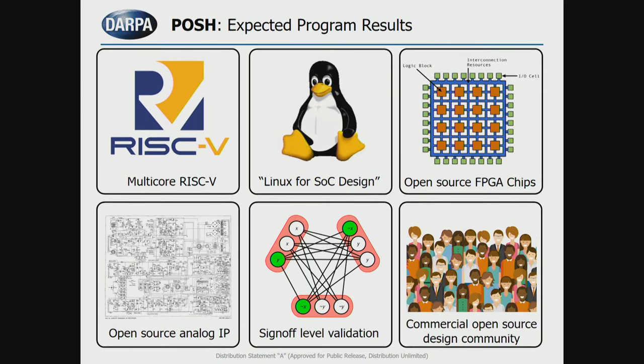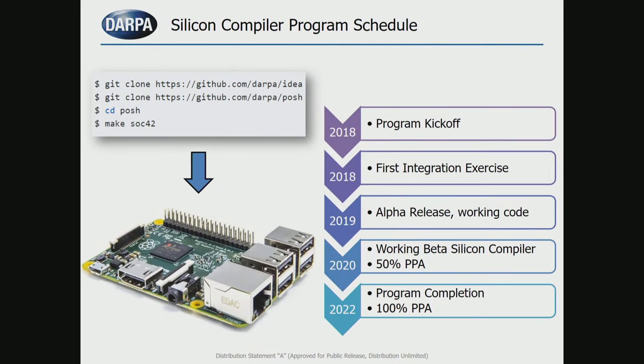So the program is a four-year program, kicked off in June, and we are running integration exercises every 6 months. The first one's coming up at UC San Diego in January. And the idea is that all these teams working on the components as well as the EDA tools, they bring their code, let other people test the code, bring in test cases from the government as well as from industry. And then you do a hackathon for a week, lessons learned at the end of the week, and then you go away again.